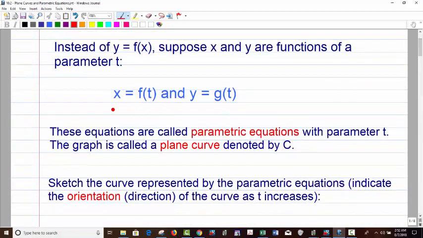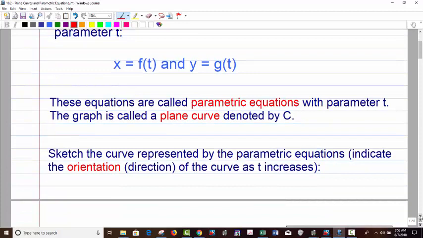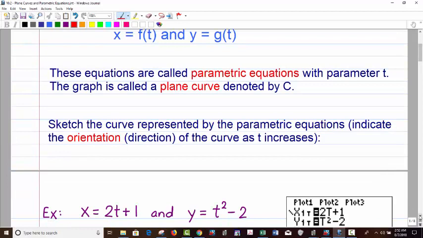So this pair of equations is called parametric equations with parameter t. The graph is called a plane curve, denoted generally by the variable C. Now, these curves, represented by parametric equations, indicate the orientation, the direction of the curve as t increases. So instead of just a graph, it sometimes will show the direction that it's moving as t increases.